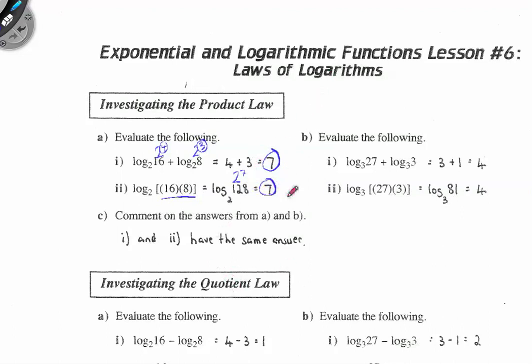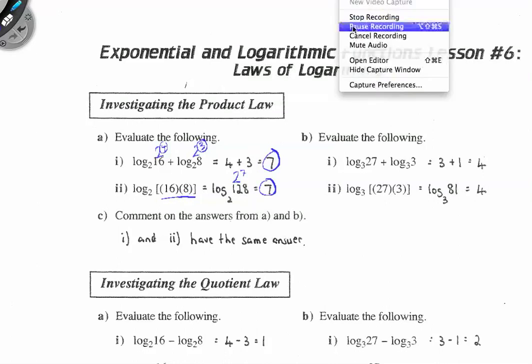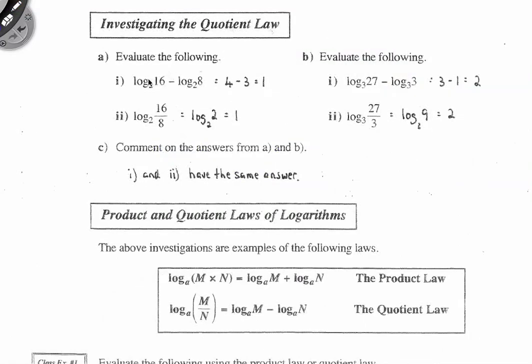But we'll look at now the quotient law. Instead of the product law where we're multiplying, we're going to look at dividing here. So, investigating the quotient law. If we are subtracting two logs like this, again we're using the same ones for brevity. This is the same as above, only we're subtracting this time. So we're going to have 4 minus 3 equals 1. So basically the answer is 1. Or if we put these two numbers, the 16 and the 8, and divide each of them, but only have the one log rather than two separate logs.